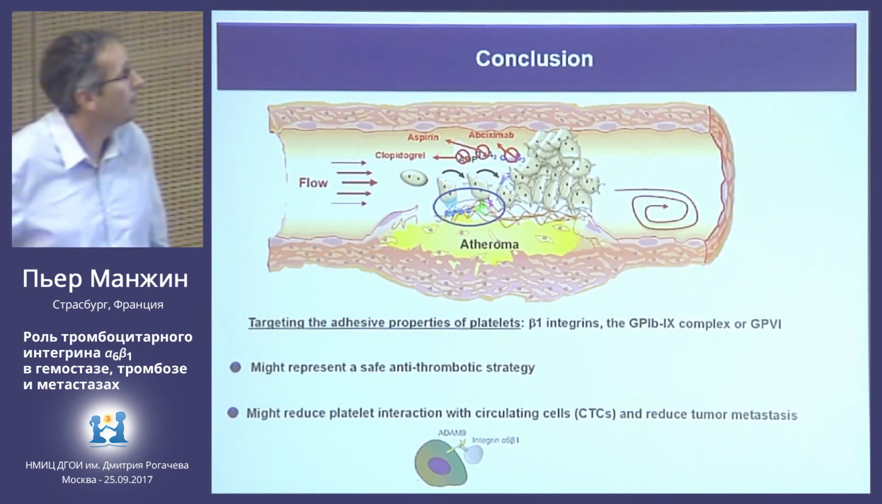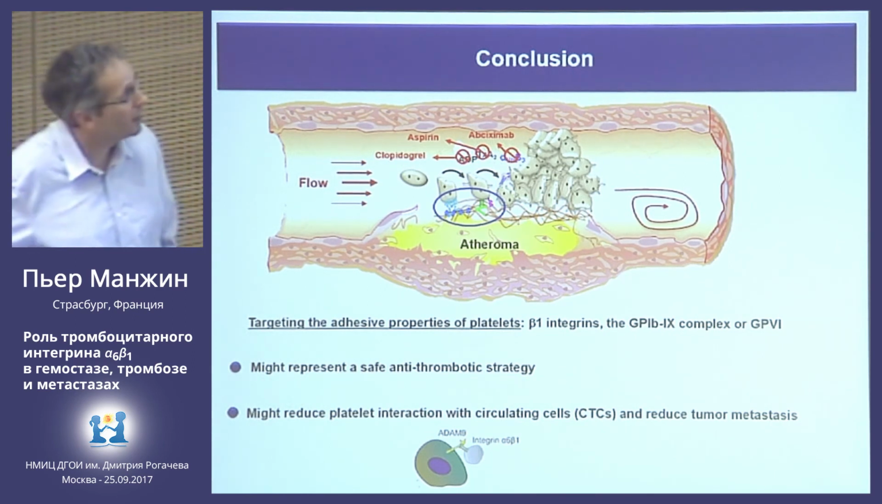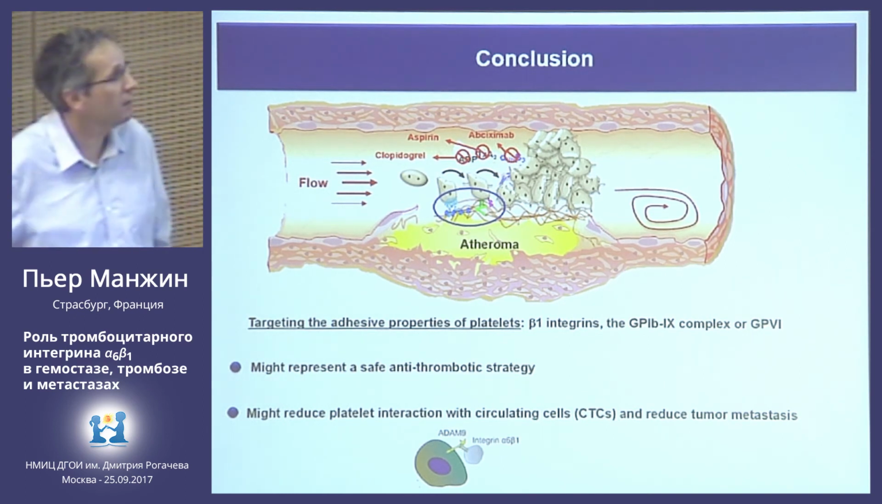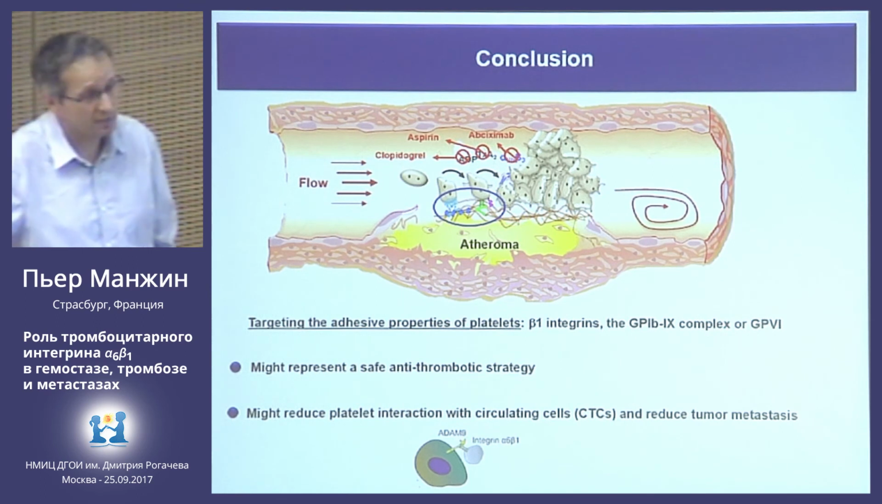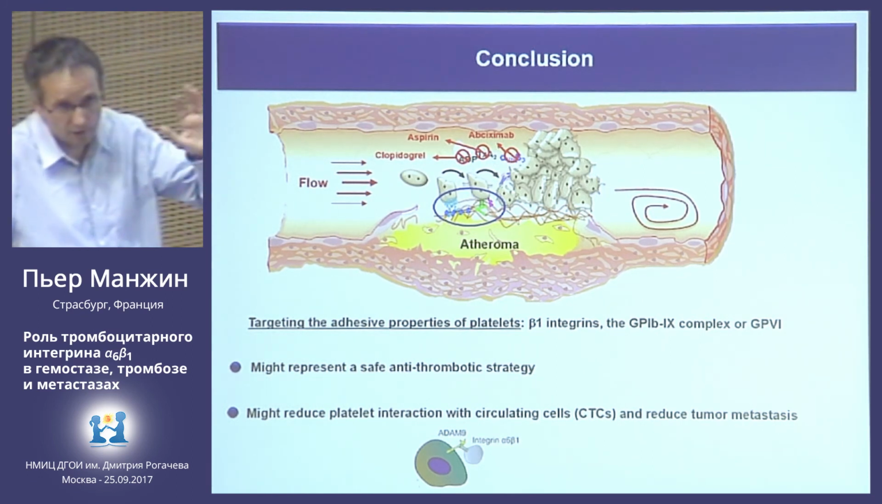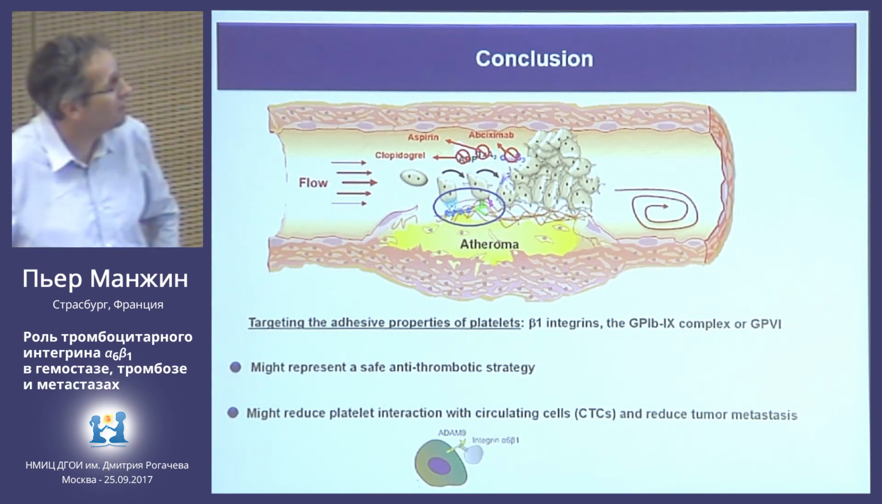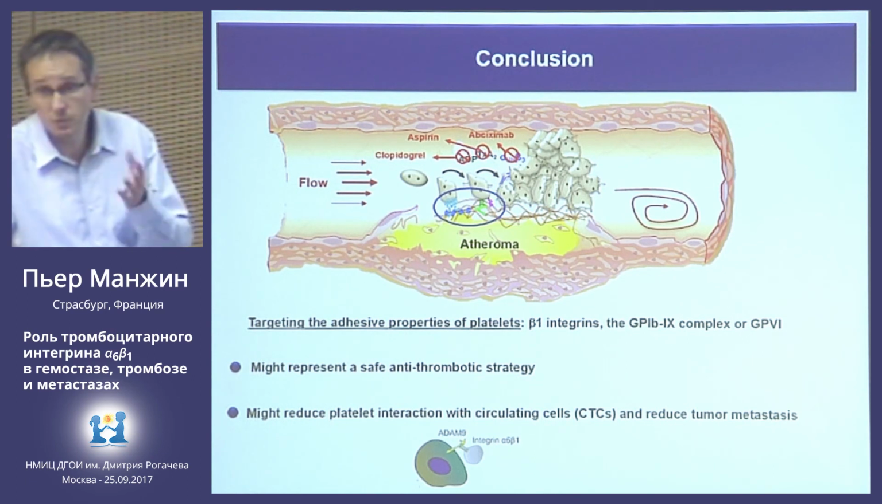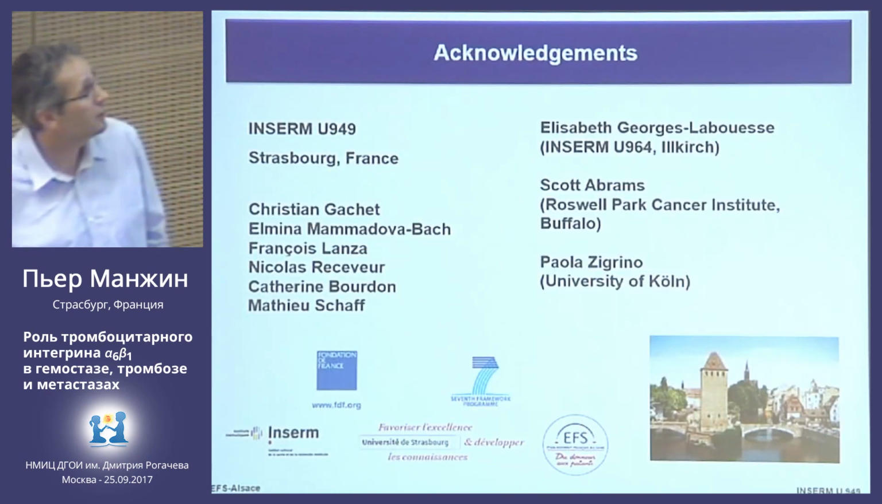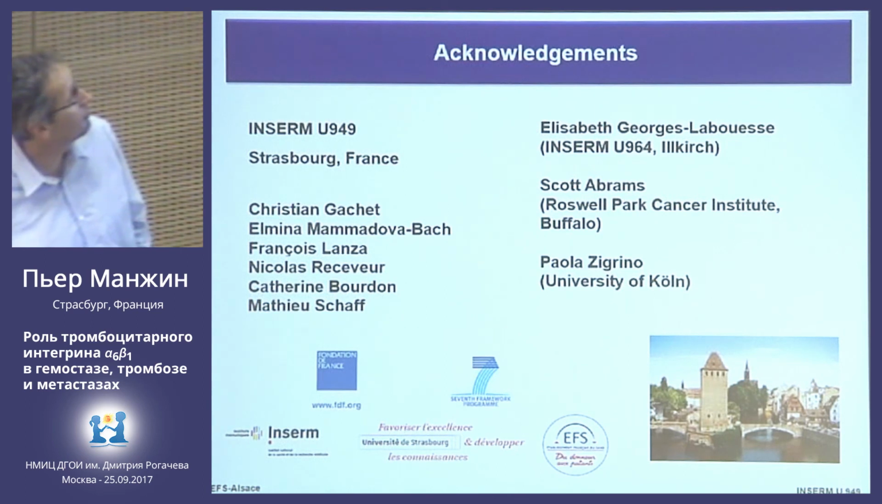So in conclusion, and this is something we are really interested in in the lab, we believe that targeting the adhesive properties of platelets, and I showed data today concerning beta-1 integrins, but it might also be true for the GPIb-IX complex, and for sure it's true for glycoprotein VI, might actually represent a safe anti-thrombotic strategy. And we have ongoing work on GPVI. GPVI is very interesting because it's only expressed in platelets, so it makes it very relevant, and it plays only a minor role in hemostasis. And then targeting these adhesive properties on platelets may also reduce platelet interaction with circulating tumor cells and potentially reduce tumor metastasis.